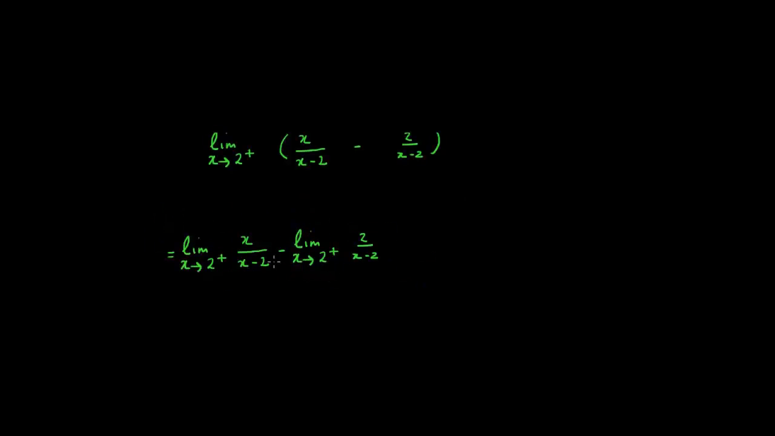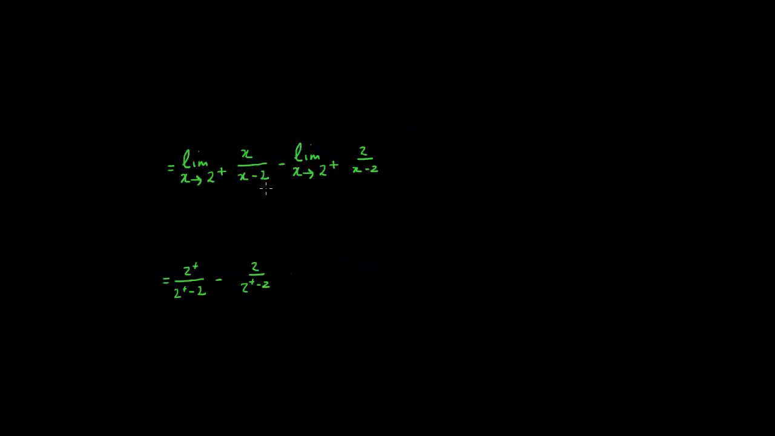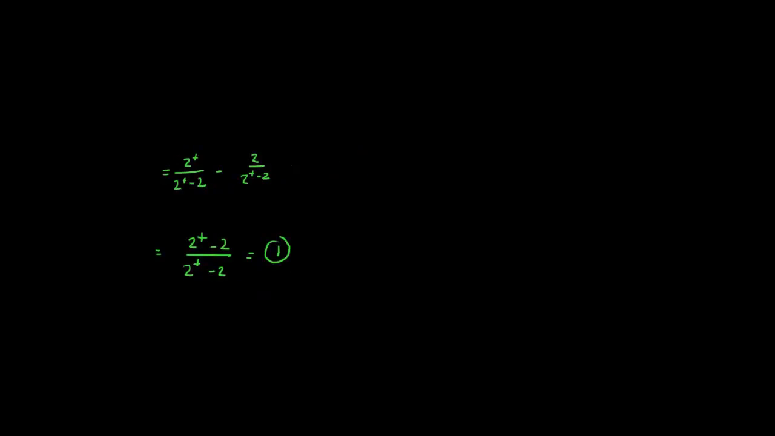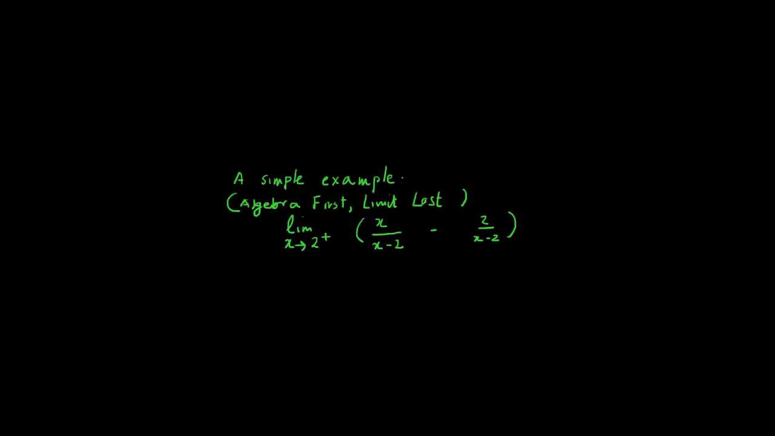Here we rewrite the expression, taking the limit of each one of the terms first. If we find the limiting value of the first term, it is 2 plus, which means 2 approached from values higher than 2, divided by 2 plus minus 2, minus 2 over 2 plus minus 2. At this point, we have gotten rid of the limits, so we are free to do the algebra, and it comes out exactly equal to 1.